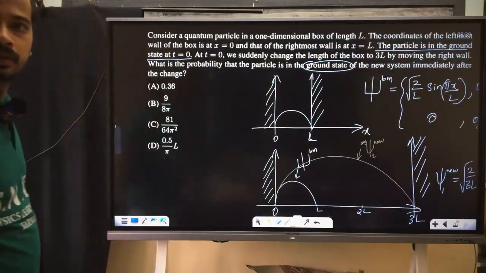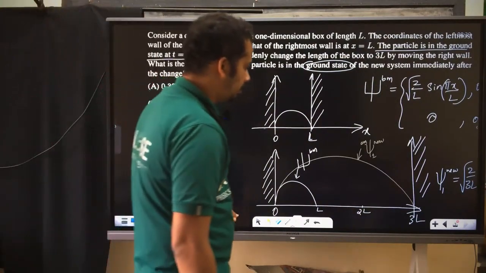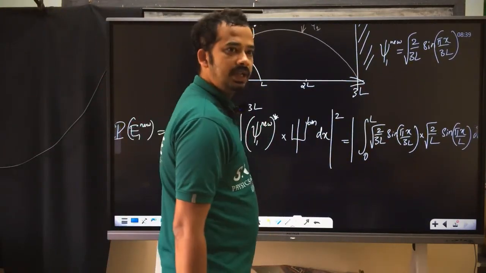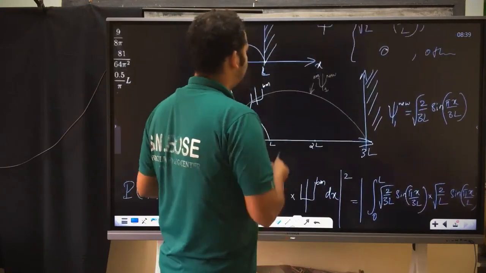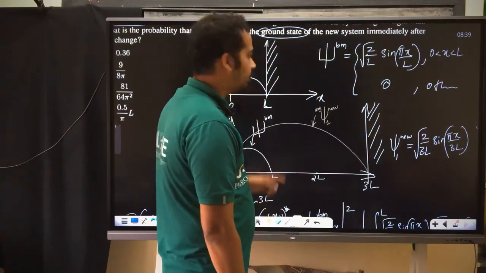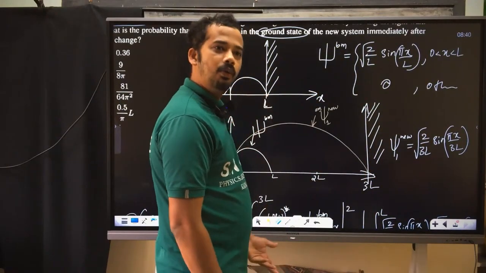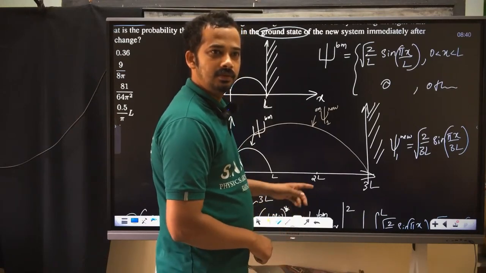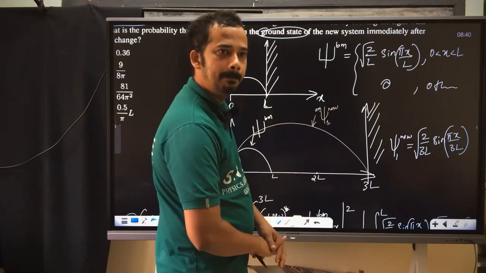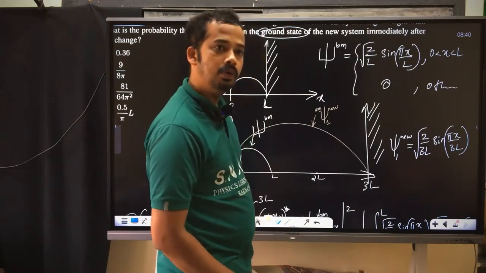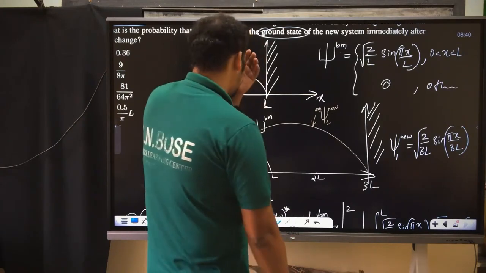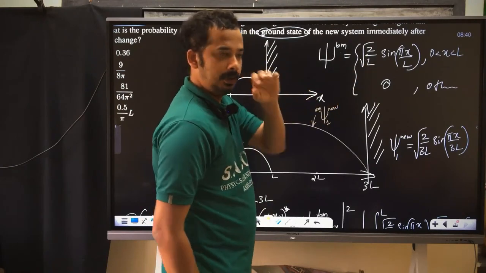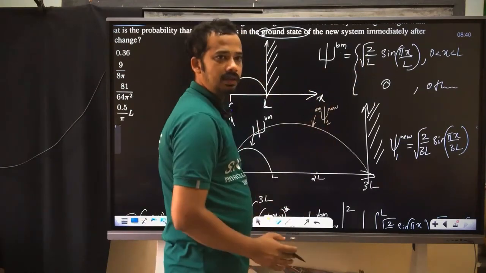The side view can be said like this: it is the first stationary state. Psi bm is not a stationary state of the new box. It was a stationary state of the old box. The old box is not our system now while you are measuring. How does that change occur? He didn't mention that. How practically we move the wall, we don't know. I'm suddenly moving the wall.